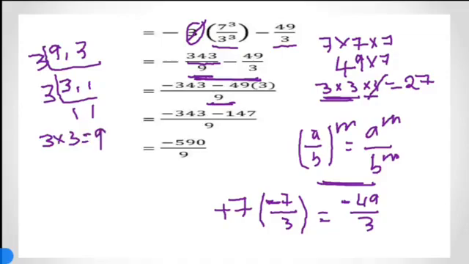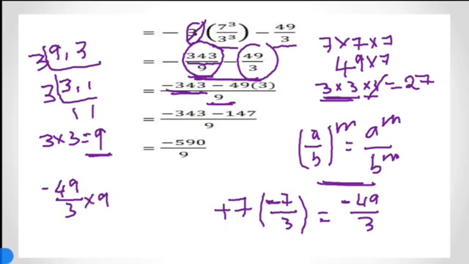Right children? So 9 is the LCM for us. Now we need to multiply 9 with each term of these two. So 343 divided by 9, into 9, we get 343 as it is. So we write here 343 as it is. Now minus 49 divided by 3, into 9.